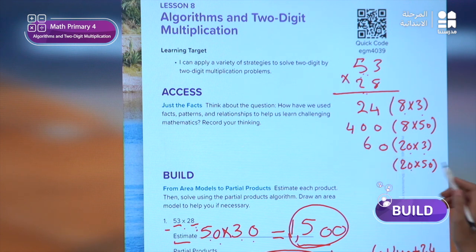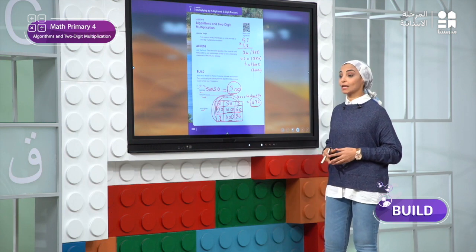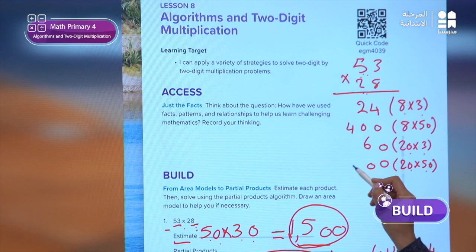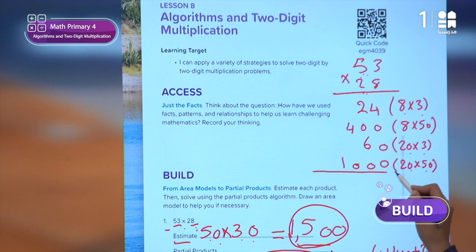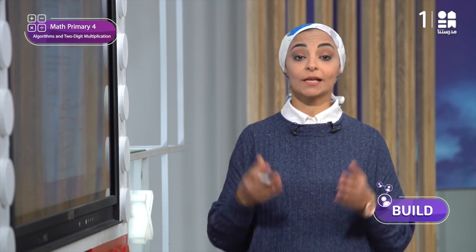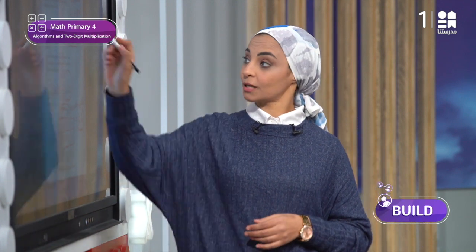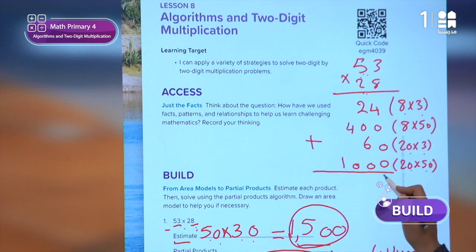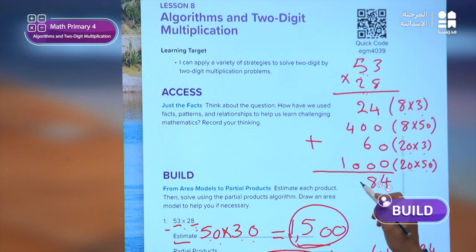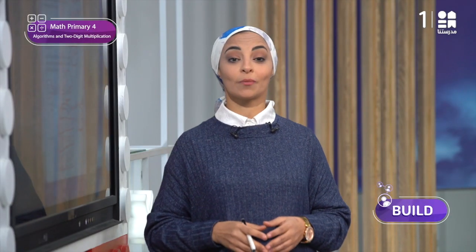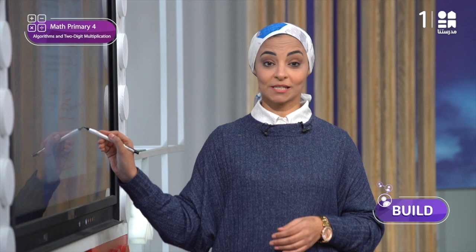The last number, 20 times 50. Yes, I know, 2 times 5, 10, put the 2 zeros here, so it will be 1000. Then what should I do? I will add all these numbers or all these partial products. So I will add the ones, then the tenths, the hundred, and the thousand. So the answer will be 1484. This is the same answer we had by using the area model, as you see here.